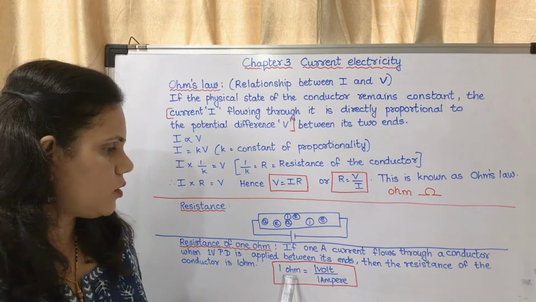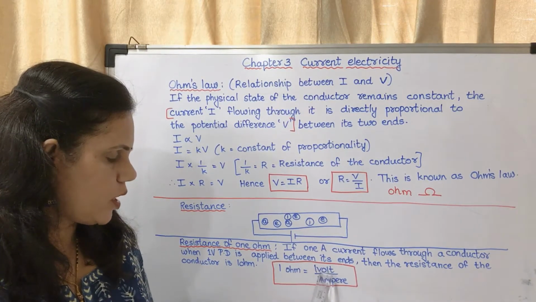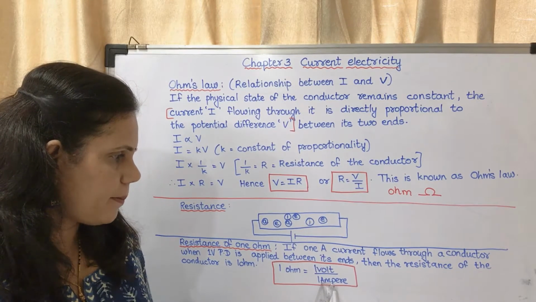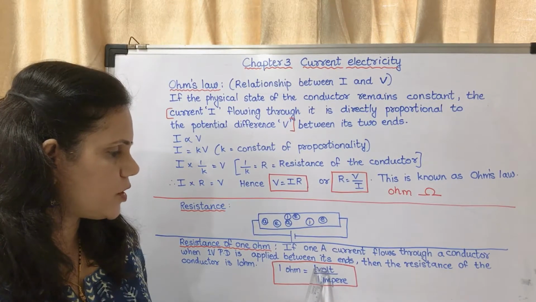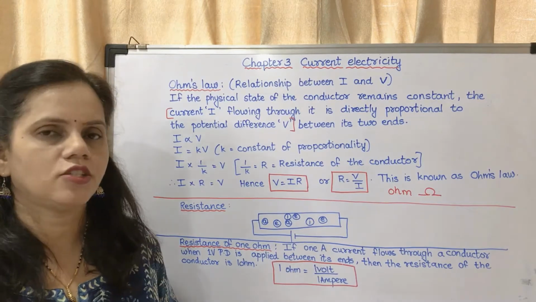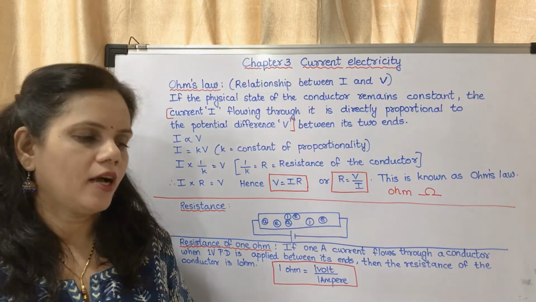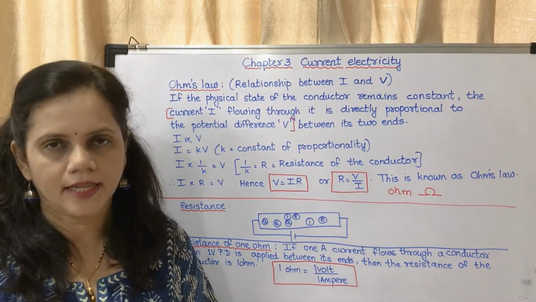So what is 1 ohm? You may see here 1 ohm is equal to 1 volt upon 1 ampere. So if 1 ampere current flows through a conductor and 1 volt potential difference is applied across its ends, then the resistance of the conductor is 1 ohm. Okay. Now we may move on to the next topic, that is resistivity.